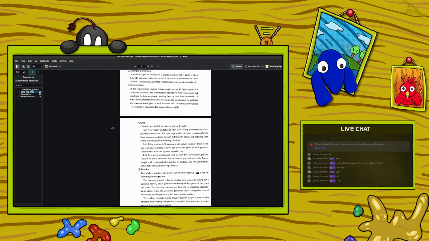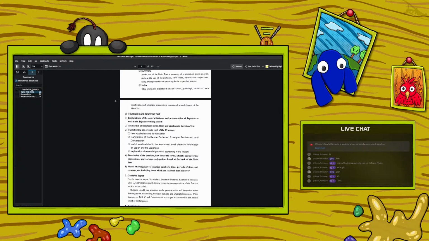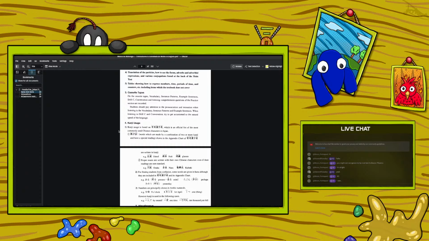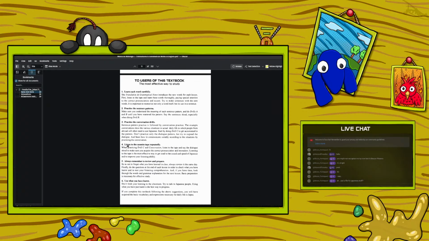But it's a very old one, and I was like, all right, I will use these things. There are drills, there are practices, and there are ways to do this, but it also says you need to learn the kanji usage. So kanji is the official list of common use Chinese characters in Japan. These things you're going to learn over time. Learn each word carefully. That's important. So, what do you need to learn?